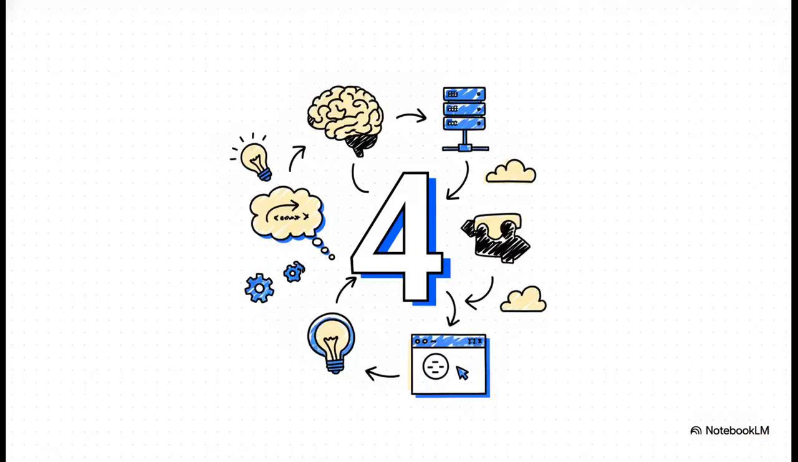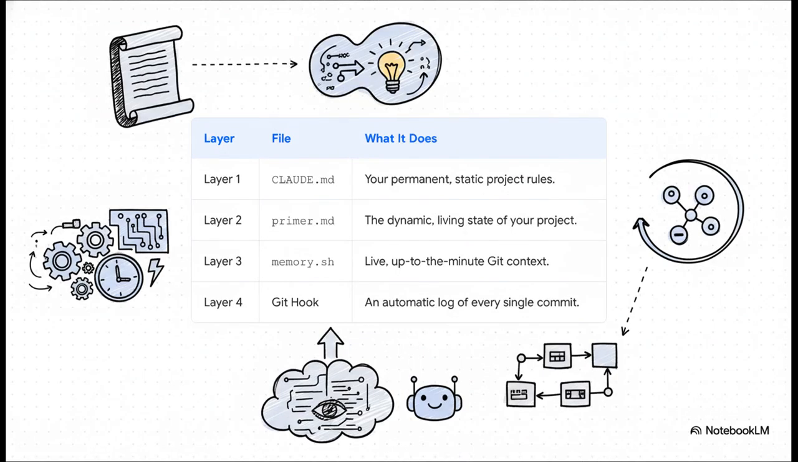And don't worry, when I say stack, don't let that scare you off. Each part has a very specific job, and they are all incredibly easy to set up, even if you're not a command line guru. Okay, so let's do a quick flyby of these 4 layers. First up, you've got Claude.md, which is like our permanent rulebook. Then there's Primer.md. That's the dynamic part, the living diary that Claude actually updates itself. Layer 3 is Memory.sh, which pulls in live info from Git. And the final layer, a Git hook, which creates a totally automatic history log. Put them all together, and you get a perfect picture of your project.